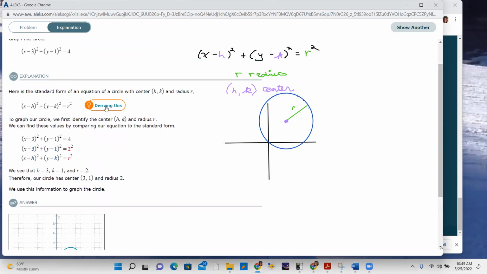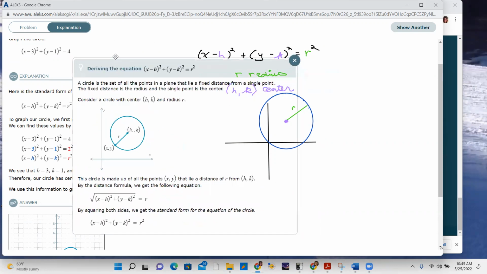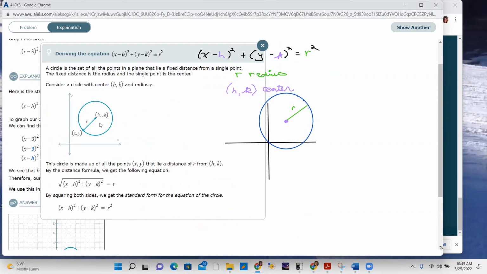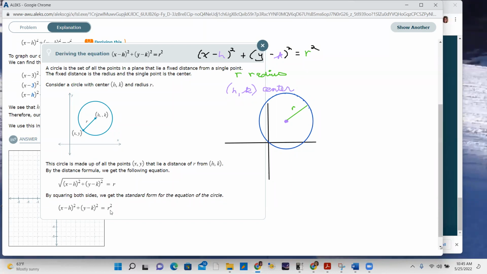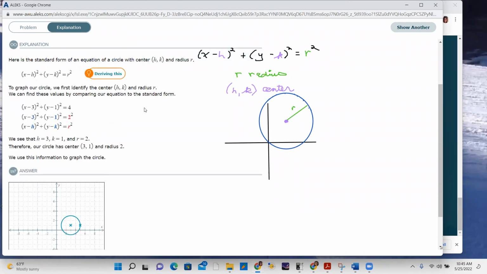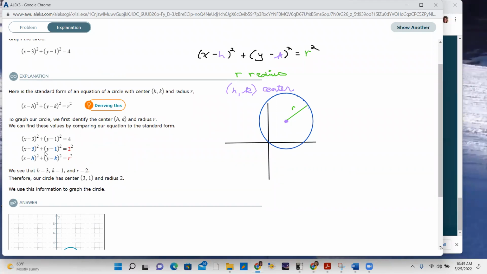So they show the same thing. They even show how to derive that formula, not very difficult. You have the center (h, k), and the radius is the distance from the center to any point on the graph of the circle. So it goes out to any random point (x, y). Then you can use the distance formula, where the distance between those two points is written like that. And then you can square both sides and you get the standard form of the circle.